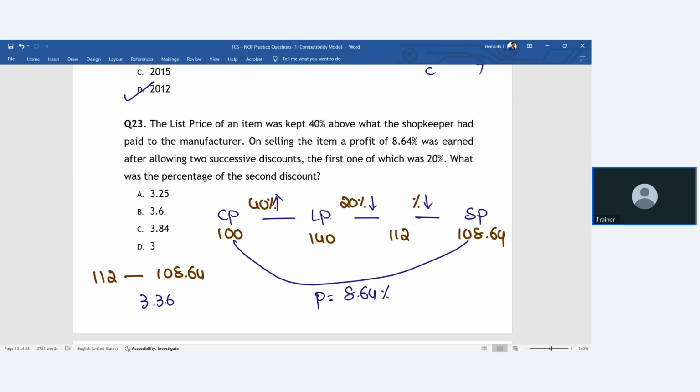3.36 divided by 112 into 100. Definitely it's less than 3.36. It's not these two, either A or D, because the denominator is bigger. So yeah, exactly 3%, right?